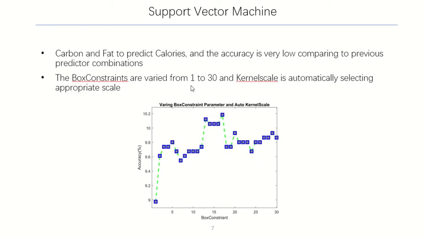Then I used the carbon and the fat to predict the calories. This time the accuracy is actually very low compared to the previous predictor combinations. The box constraints are varied from 1 to 30, and the kernel scale I used auto, so it's just automatically selecting the appropriate scale. The peak accuracy is reached when the box constraint is equal to roughly 17. I got an accuracy of 10.2%, which is a relatively low value.